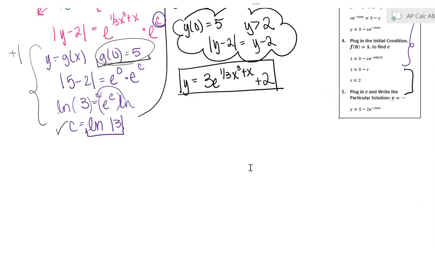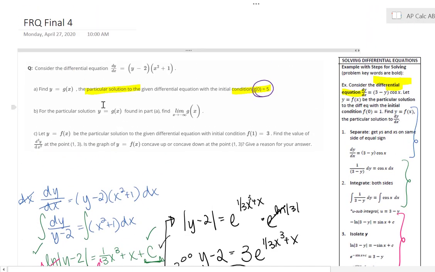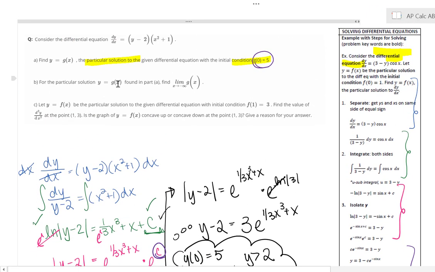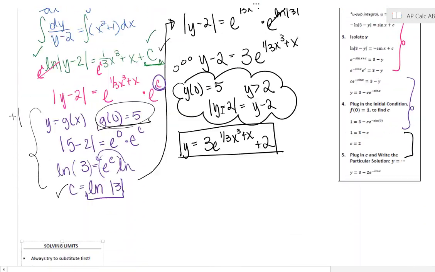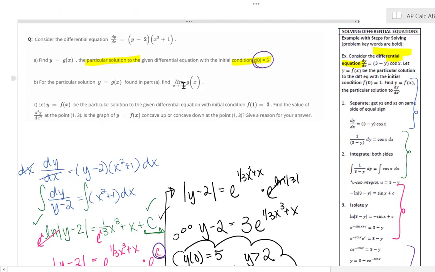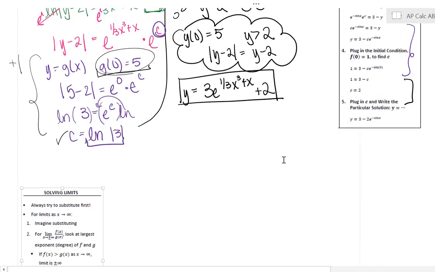All right, part B. Part B says, for the particular solution y equals g of x found in part A, find the limit as x approaches negative infinity of g of x. If I look at that part of solving limits on my formula sheet, it says always try to substitute first for limits as x approaches infinity. What we're really looking for, guys, is end behavior. That is the bottom line right here. So I'm going to rewrite this expression. So I want the limit as x approaches negative infinity of g of x.